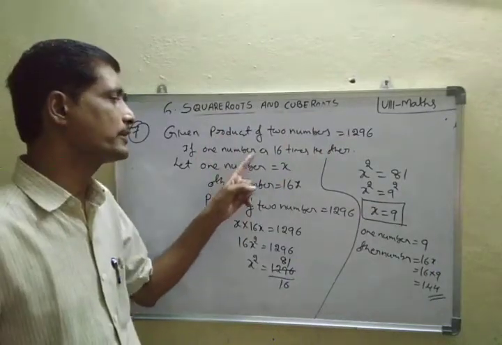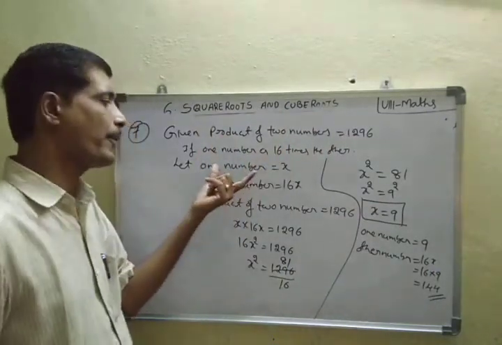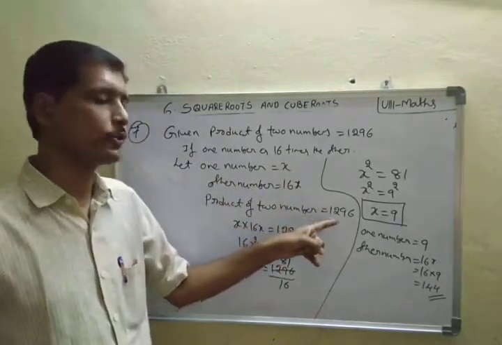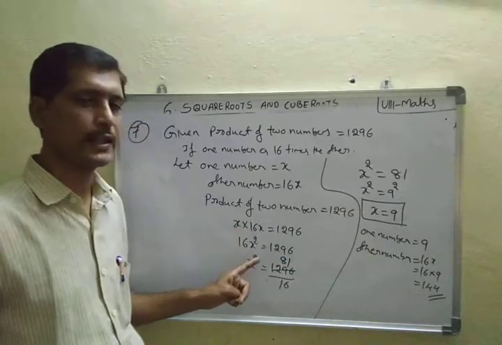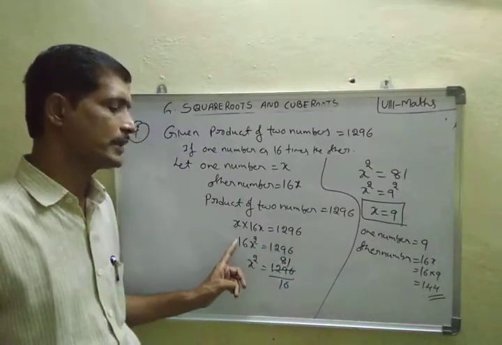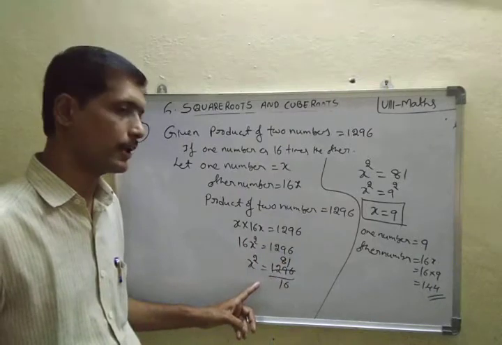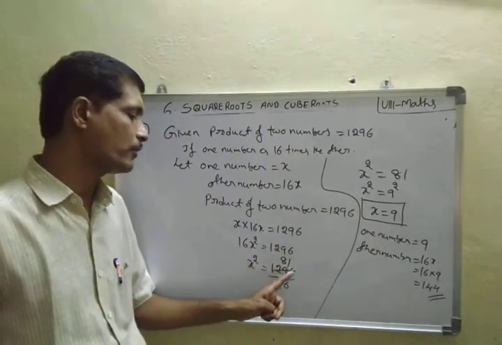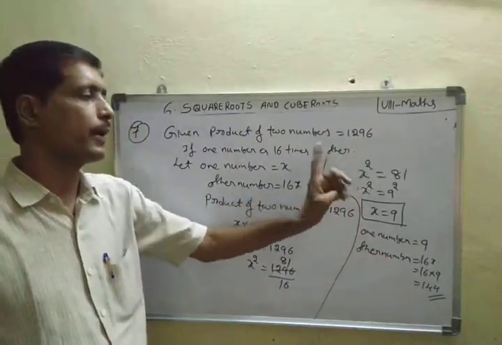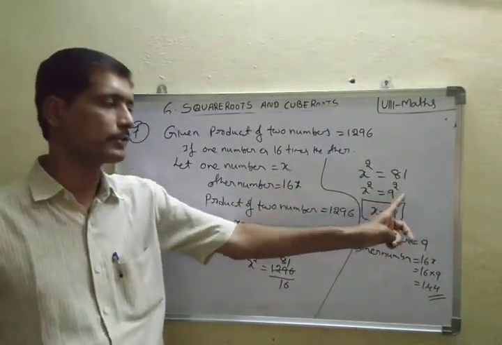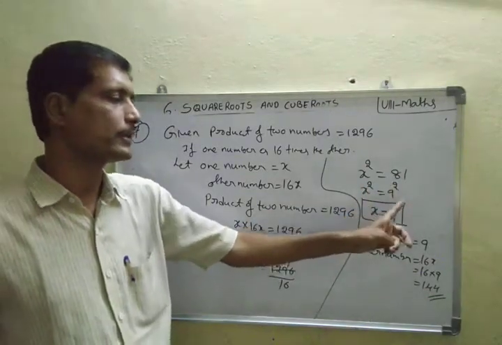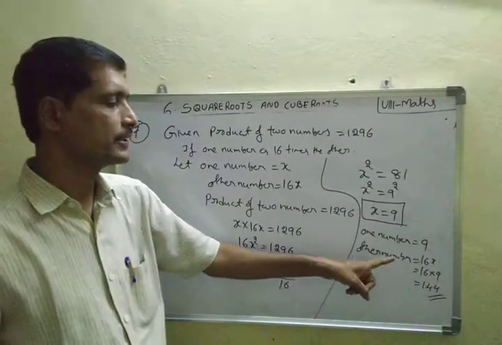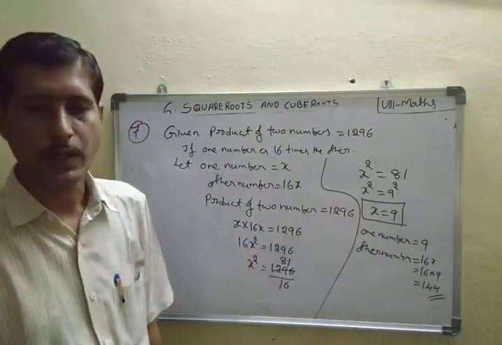If one number is 16 times the other, then one number equals x and the other number equals 16x. The product of the two numbers is 1296, so x into 16x equals 1296, 16x square equals 1296, x square equals 1296 by 16, that is x square equals 81. Therefore 81 can be written as 9 square. Since the powers are equal, the bases are equal, x equals 9. One number equals 9, the other number equals 16x, 16 into 9 equals 144.